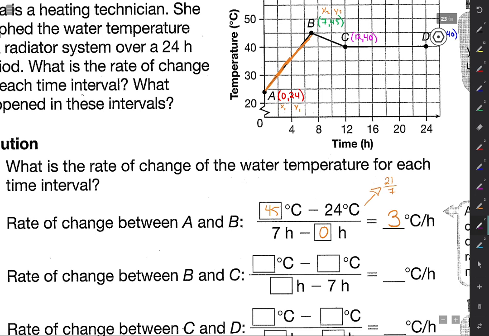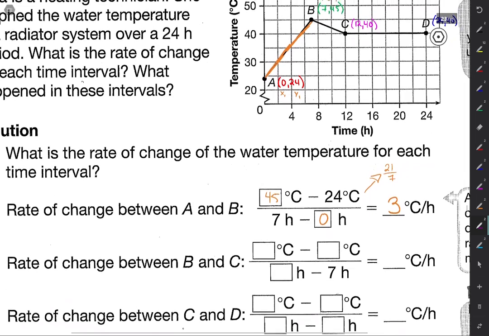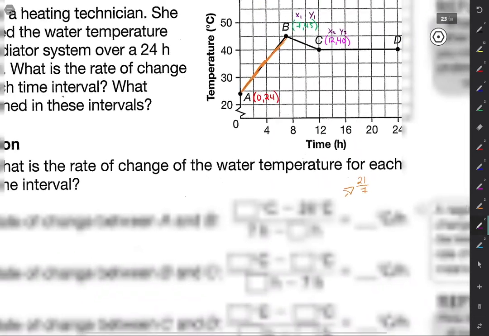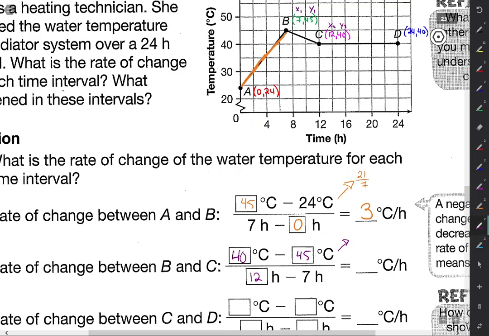Now if we're doing B to C, I'm going to zoom in and I'm going to label them x1, y1, and x2, y2 all over. So now I'm going to make this one x1, y1, and I'm going to make this one x2, y2. Now let's plug those into our formula. I plugged them into the formula there, and 40 minus 45 would give us minus 5, and then 12 minus 7 would give us 5. So minus 5 divided by 5 is negative 1. That would be the rate of change for that line segment there.